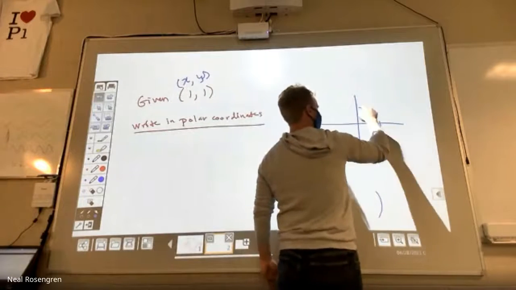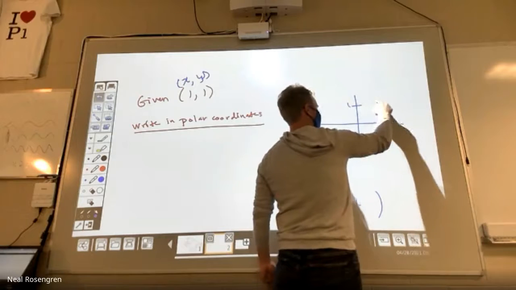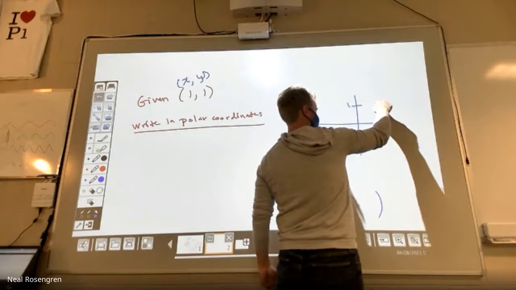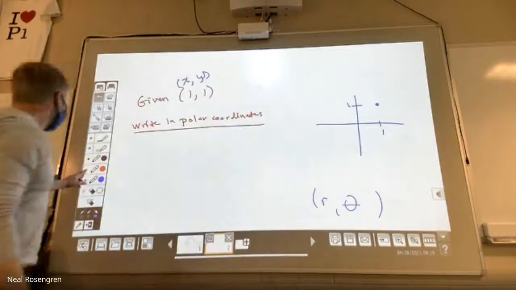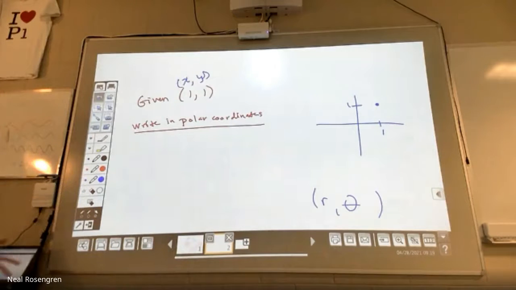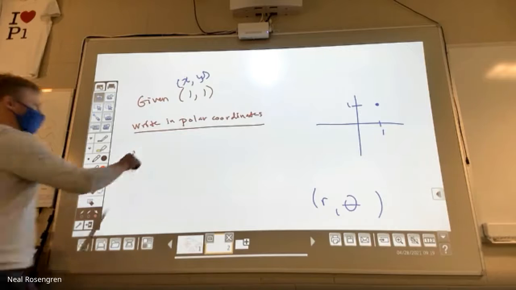So there's a point 1, 1. We're here. And we want to try to figure out, okay, what is the right circle for me to get to? Like, is it 1? Is it more than 1? Is it less than 1? And then what angle do I have to open up to get there?